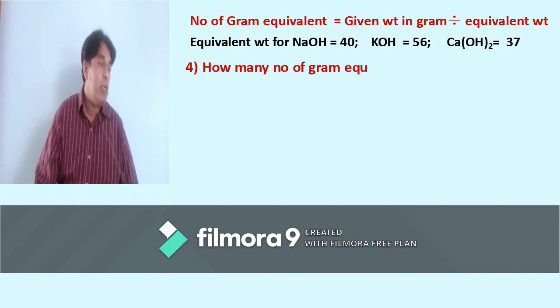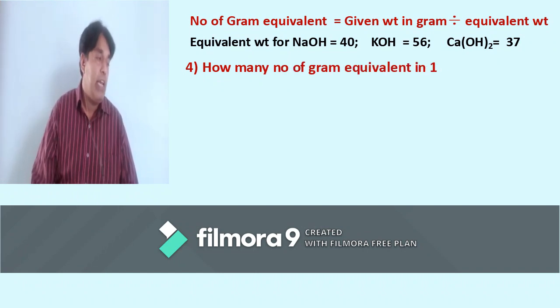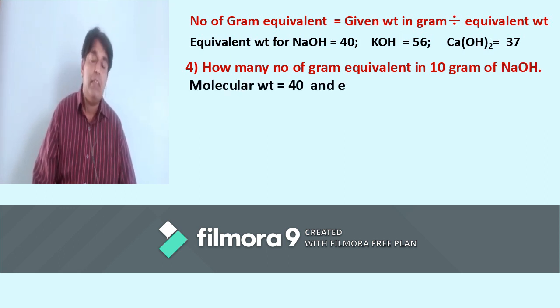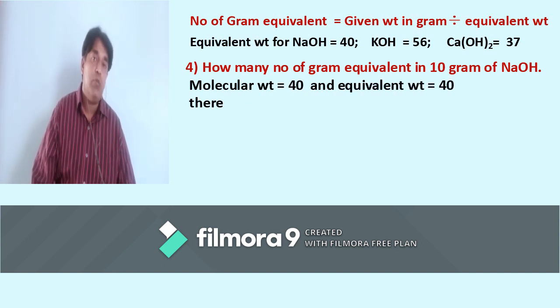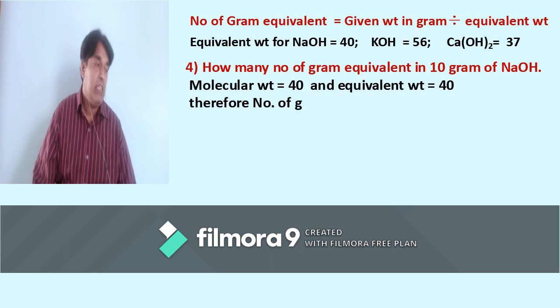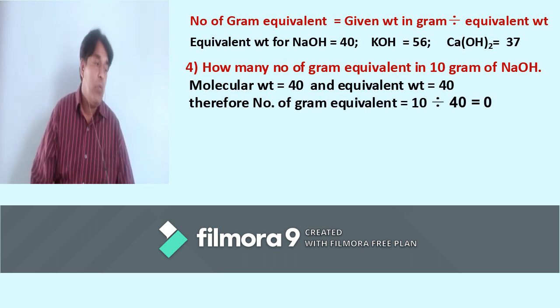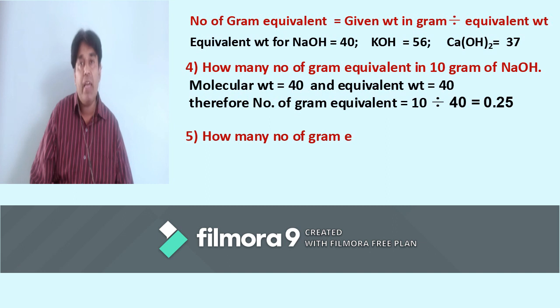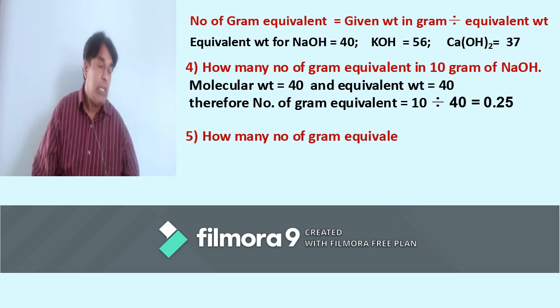Now friends, the next example. How many gram equivalents are in 10 grams of NaOH? The molecular weight and equivalent weight of NaOH are the same. It is equal to 40. Therefore, using the same formula, the number of gram equivalent equals 10 upon 40, equal to 0.25, meaning the given weight is expressed by 0.25 equivalent weight.